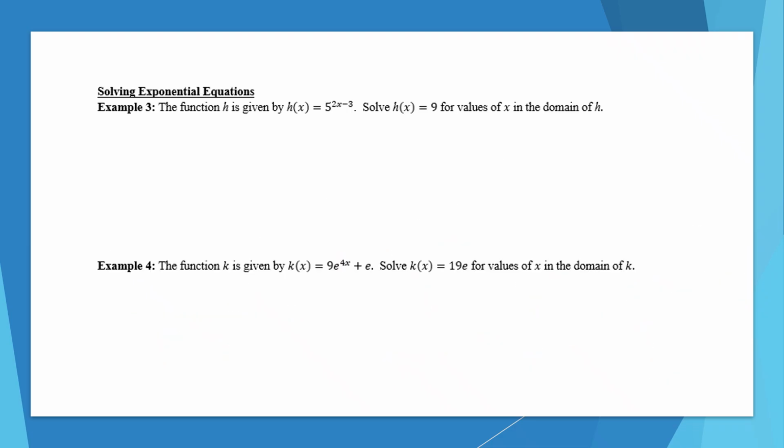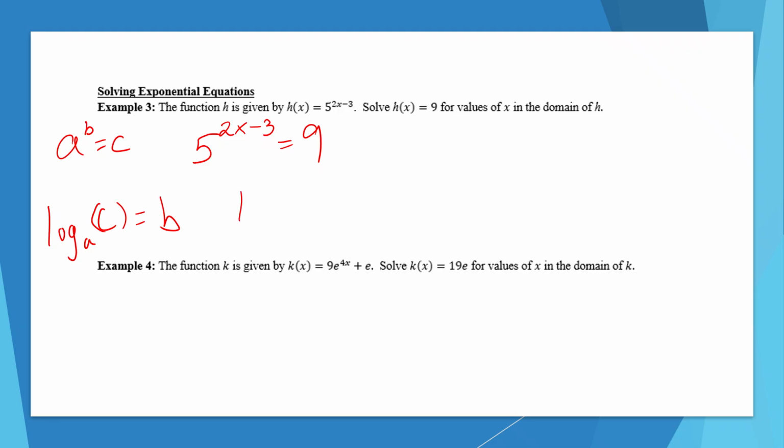All right, the next type of problem that you could see is one where you solve exponential equations. Here we're going to set h of x equal to each other, so 5 to the power of 2x minus 3 equals 9. And solving this a lot of times, again, will convert from logarithmic to exponential or vice versa. So here I'm going to convert this from exponential form, which remember a to the power of b equals c, and rewrite it in logarithmic form, which is log base a c equals b. So this should be log base 5 of 9 equals 2x minus 3.